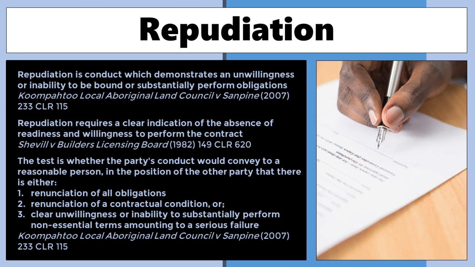Sorry, I think I've realized that when I've done this, this unwillingness or inability to essentially perform, this is actually the same as this. So these ones here, when it says renunciation, it's demonstrating an unwillingness or inability to substantially perform either everything still left under the contract, which could only be a few minor terms, remember, or to demonstrate a clear unwillingness or inability to substantially perform a contractual condition, in other words, a major term, or where there are a bunch of things left. So let's say there's 10 minor terms, and I'm demonstrating an unwillingness or inability to perform a bunch of those minor terms, those warranties, that can be repudiation as well.